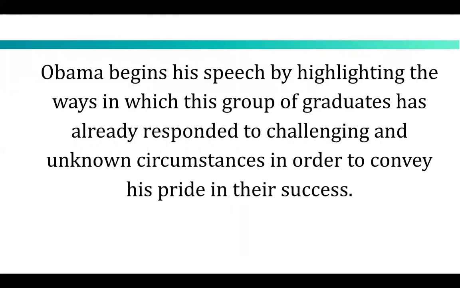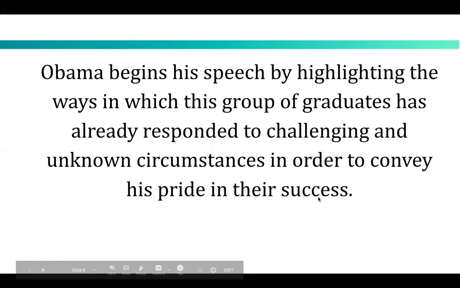So you might notice that in this topic sentence, I didn't actually use the word diction because I didn't need to. I can be more specific by saying that he's highlighting the ways that the group has responded to challenging and unknown circumstances, right? Both navigated and stretch tell me that this was a circumstance that was challenging and unknown, and that they reacted in some way to that, right? And it also leads us towards this framework of success.